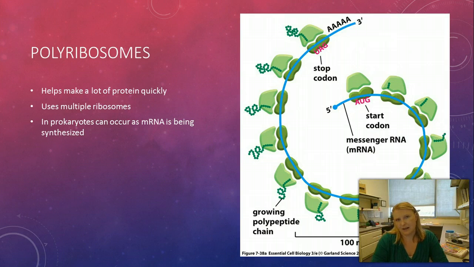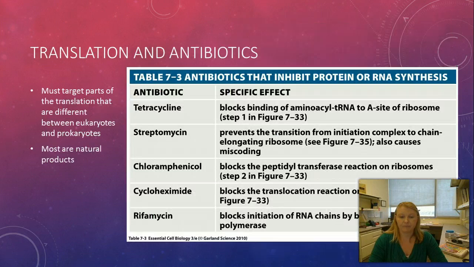And this makes sense that it can happen that way because in prokaryotes, they don't have a nucleus. So the mRNA is being synthesized right where the ribosomes are as well, as opposed to the eukaryote, where it has to be processed and moved out of the nucleus before the ribosomes can do that.